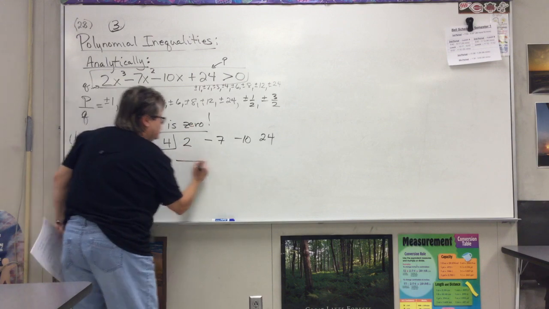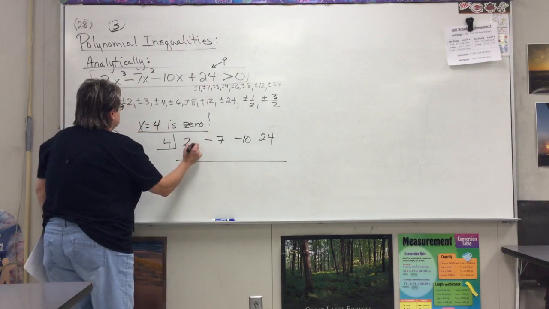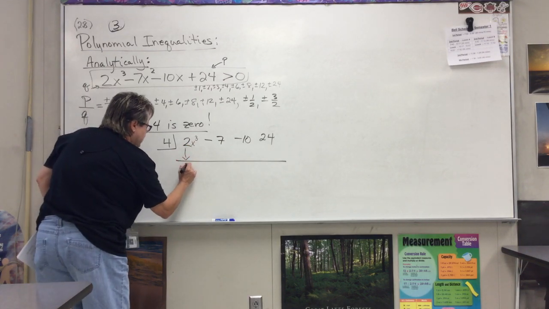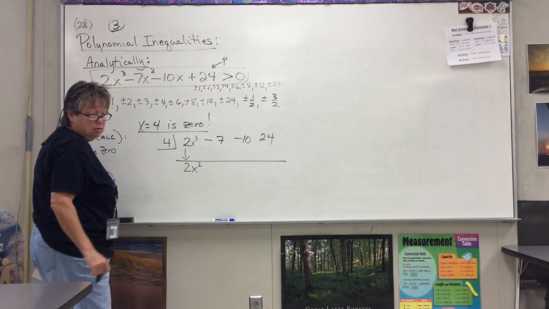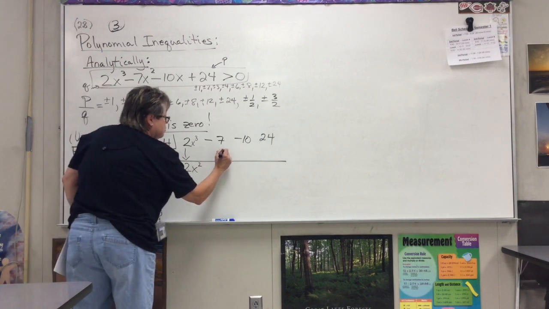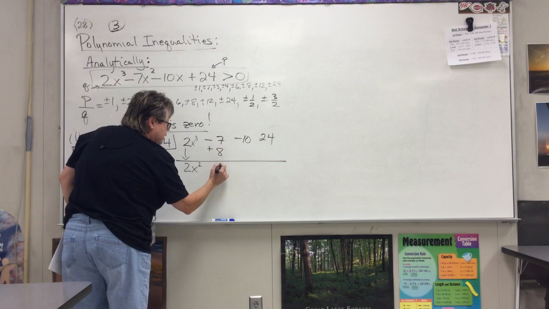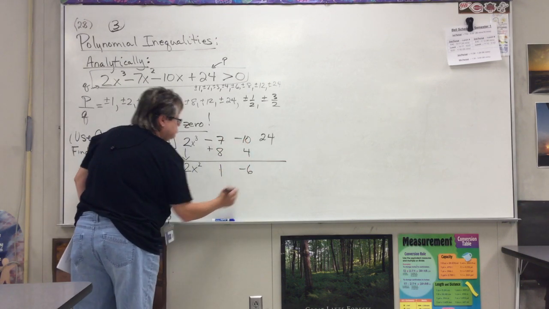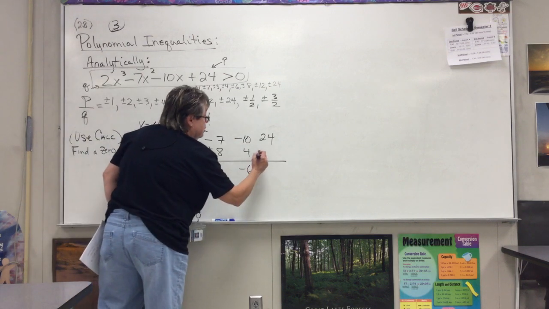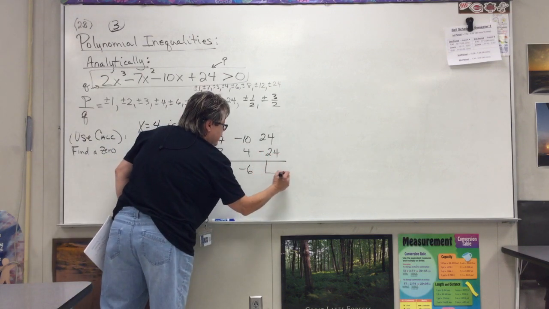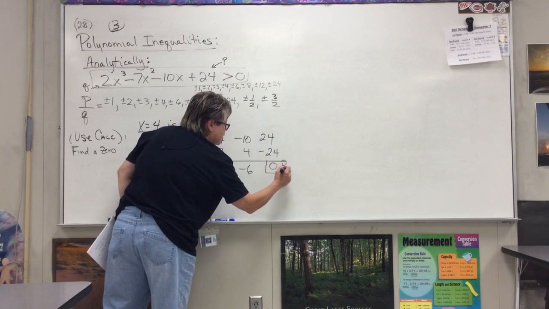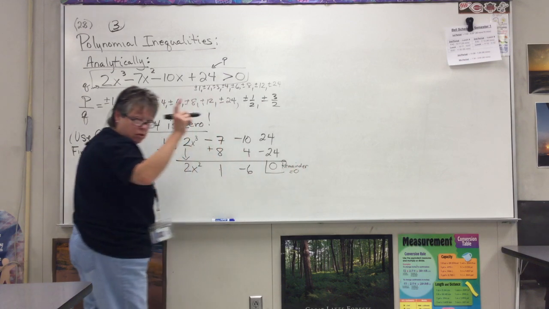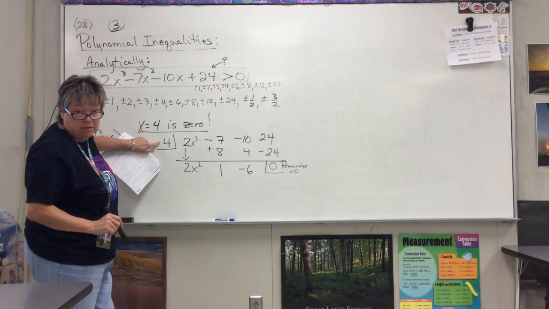Skip a line, draw a line. Looking up, we know that the degree here is a cube, so when we bring the first number down, we're going to have a square value. Now if you multiply, we have 8. Remember, you add down, multiply again, add down, multiply one last time, and we get negative 24. If you add, hooray, that's your remainder. The remainder is 0, which confirms that 4 is a 0.